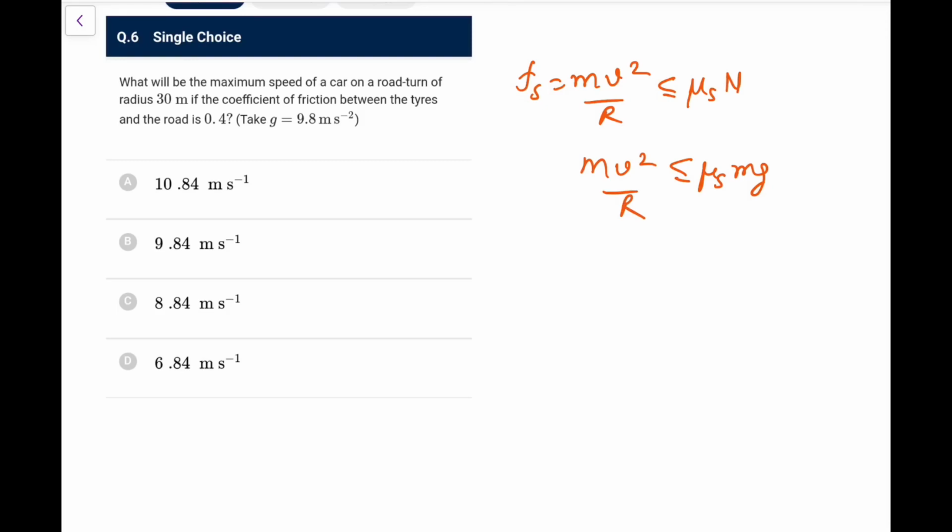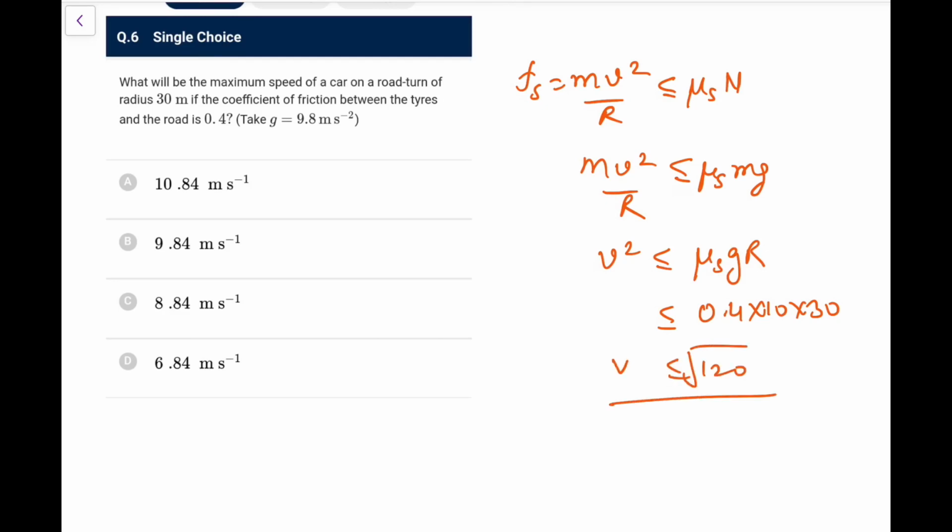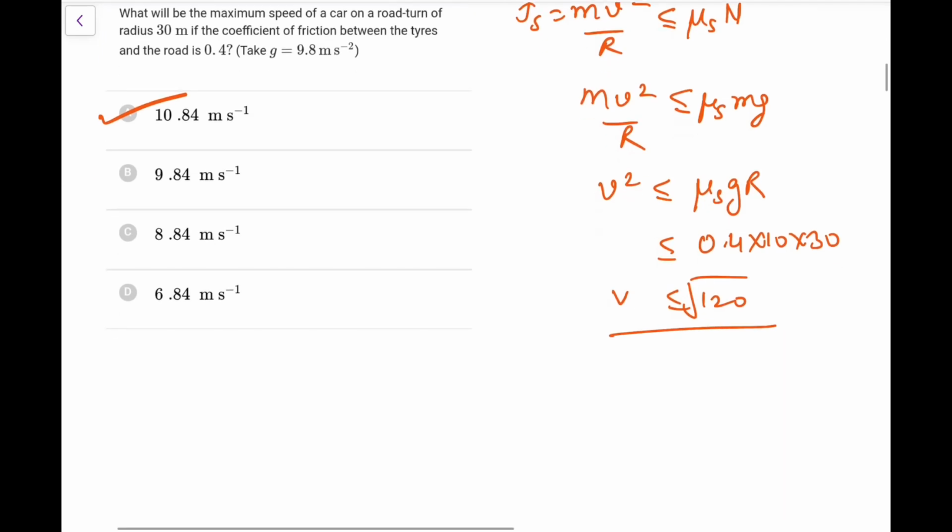So what you need? Maximum speed. So v square should be less than or equal to mu s g r, you get. So what we have? 0.4 into 10 into 30, that is 300 into 0.4, that is 120. So v should be less than or equal to root of 120. Root of 120 is approximately 11, close to 11. So 10.84 meter per second I can go for.